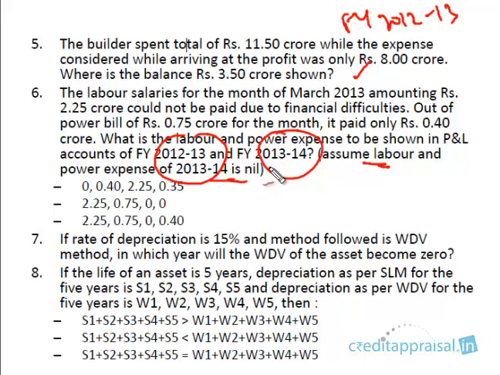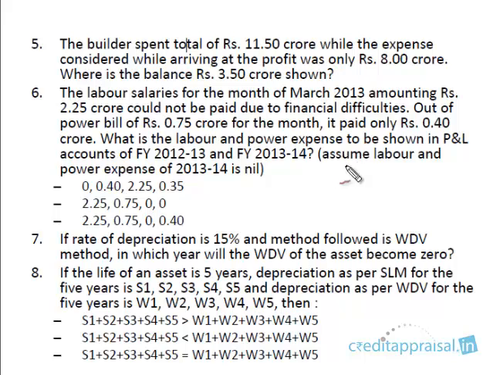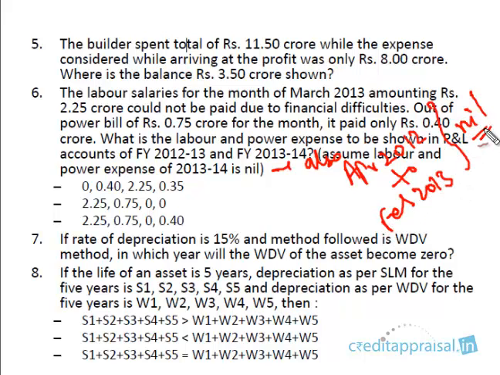So actually, I slightly modify this. Actually this should read like this: assume labor and power expenses of 2013-14 is nil, and also assume that labor and power expenses from April 2012 to February 2013 is also nil. So there is an additional assumption we are making here. The point I'm trying to make is we are focusing only on the payment for March 2013. Prior figures were not given. Actually, the financial year 2012-13 comprises 12 months.